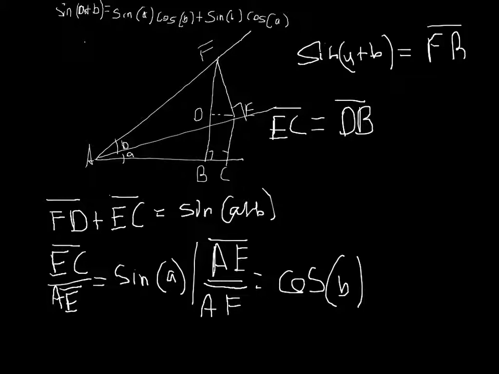So, if we multiply those together, then we get EC over AF, which is EC because Mike said that AF is just equal to 1, which is awesome. And that wouldn't even matter anyways.